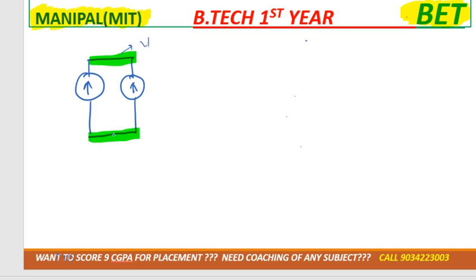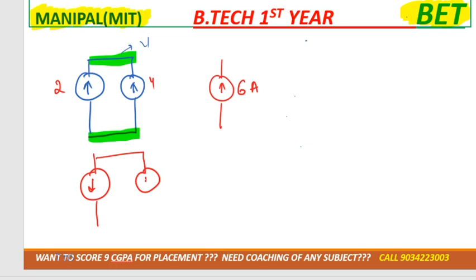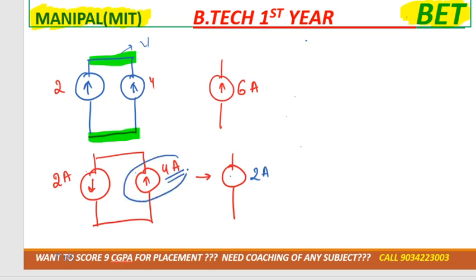That means their potential is the same. If two current sources are in the same direction, then the resultant current adds up; that would be 6 ampere. Now suppose two current sources are connected in opposite directions, say 2 ampere and 4 ampere. Opposite direction means they subtract from each other. 4 minus 2 is 2 only. So the direction would be according to the current source having the bigger value.